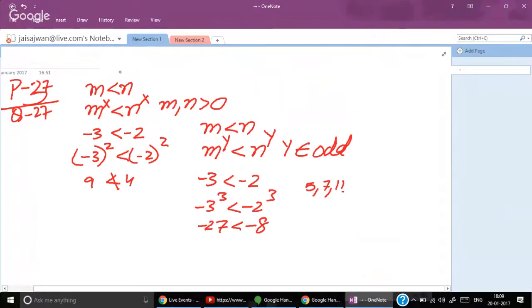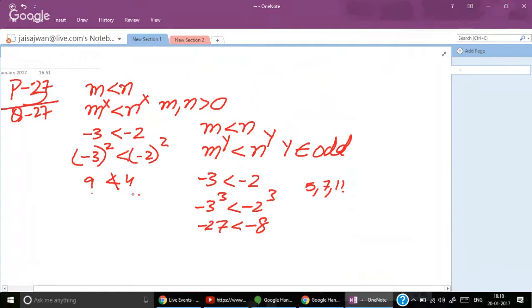The first question that we did was page number 37, question number 27. Please go through the question, at least read it. m is less than n, where m and n are real numbers, then which of the following is definitely true? Now it is already known that m is less than n, so m to the power of anything is less than n to the power of anything if they are positive numbers. But the problem comes whenever they are negative numbers, like -3 is less than -2. But when I square it, I get 9 and 4. So 9 is not less than 4.